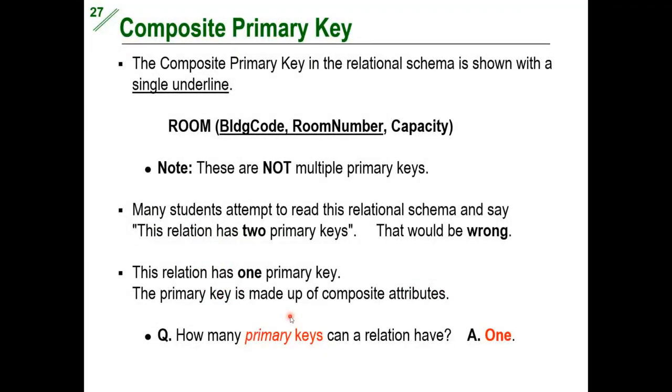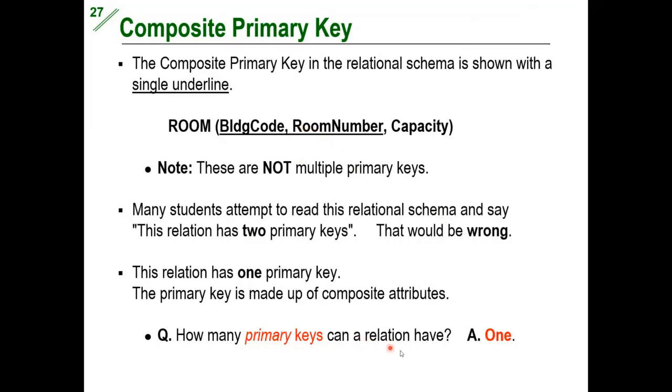So how can I show that in a relational schema? This is how we show it in the relational schema. When I write the relational schema, I can underline both columns to show the composite identifier. Now remember that this does not mean we have two primary keys. Always remember a table must have only one single primary key. That primary key can be a single attribute primary key or a composite attribute primary key. There are no multiple primary keys in any given table. It's wrong to say that there are two primary keys.